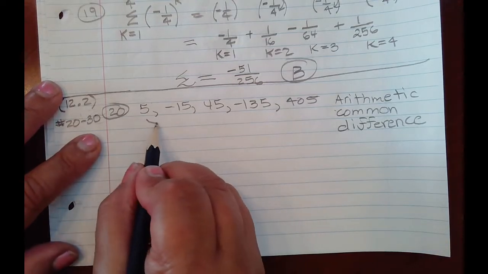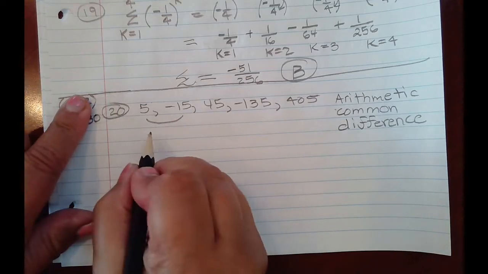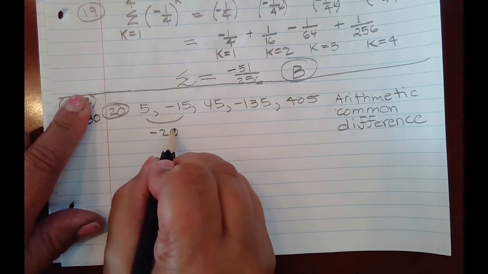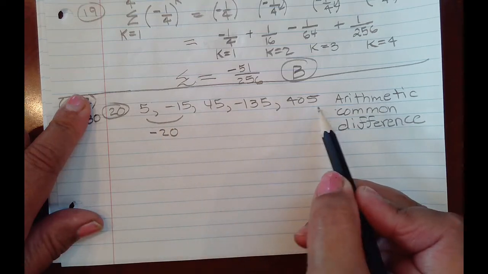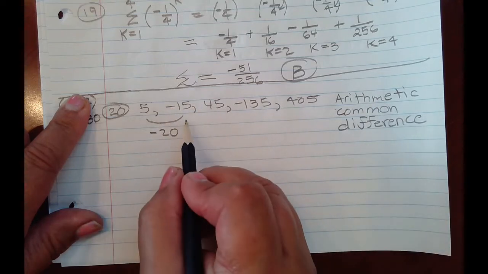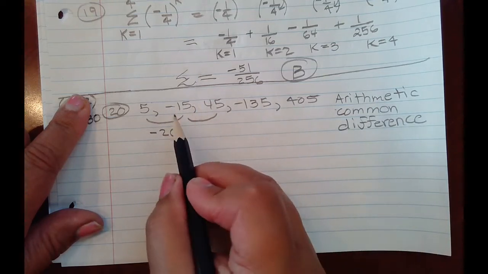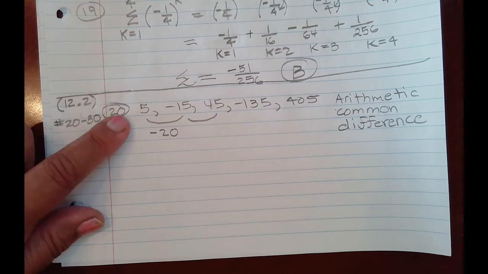Let's see what happens as we go from here to here. Well, if you had 5 and you wanted to end up on this number, you'd have to subtract 20. Well, the only way that this will be considered arithmetic is if that same 20 is being subtracted to get from number to number to number. And of course it's not. To get from negative 15 to 45, you'd have to add something different. If you were trying to get from negative 15 to 45, you would have to add 60.